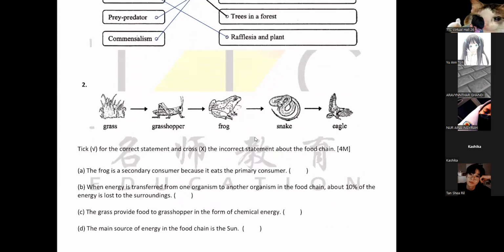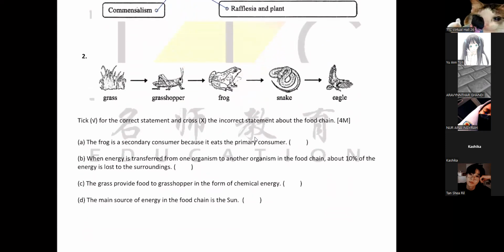Okay, next, number 2. This is another food chain. Tick for the correct statement and cross the incorrect statement. The frog is a secondary consumer because it eats the primary consumer. Pengguna sekunder makan pengguna primer. Yes, this is correct.